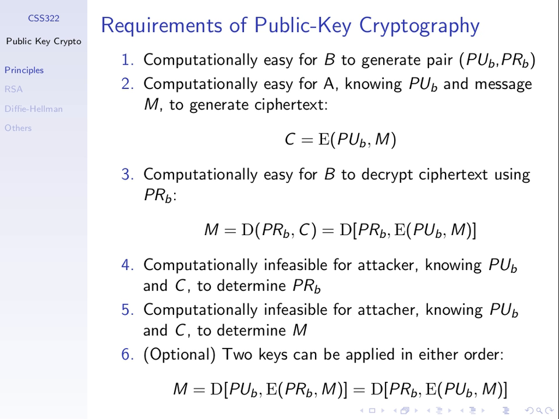And hard to find the plaintext given the public information. You know the public key, you know the ciphertext, it should be computationally infeasible to find the plaintext M. There are two security requirements that we need for our algorithms, so we need to choose an algorithm that meets these requirements.